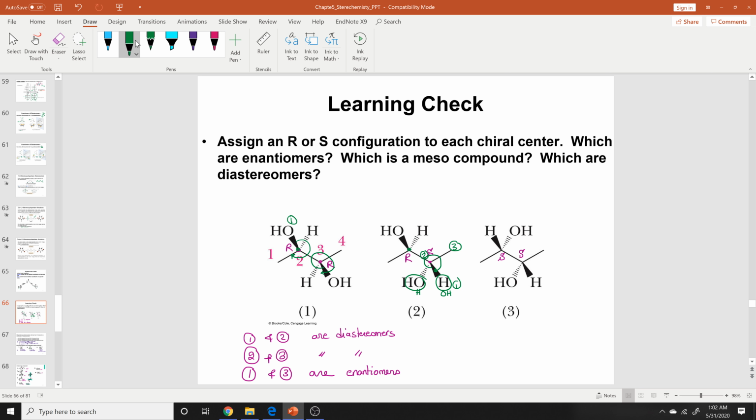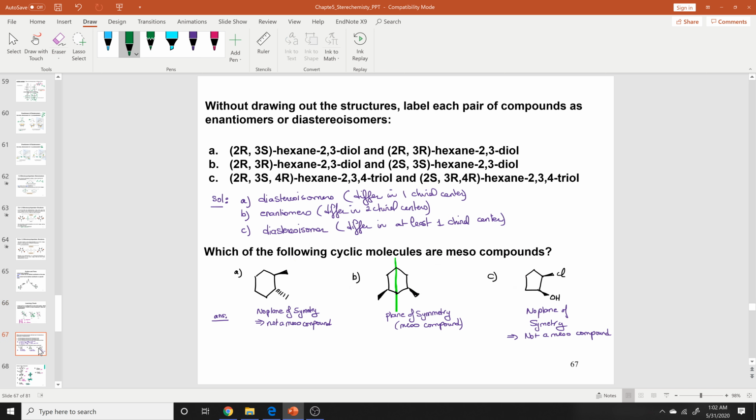RR, RS, they differ in one chiral center, so 1 and 2 are diastereoisomers. You do the same thing over here. You're going to end up having 2 and 3 as diastereoisomers because they differ in one chiral center. This is the chiral center that they differ in, 2 and 3. And 1 and 3 are enantiomers because they differ in both chiral centers.